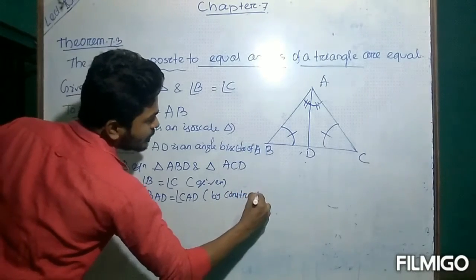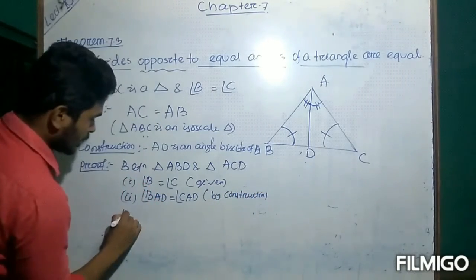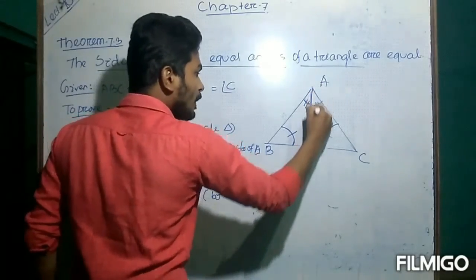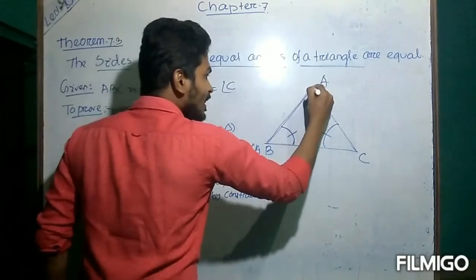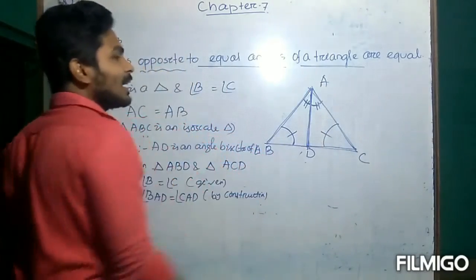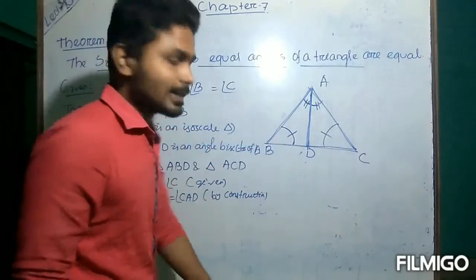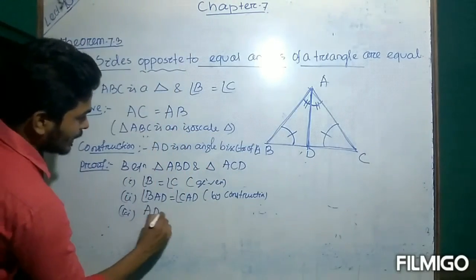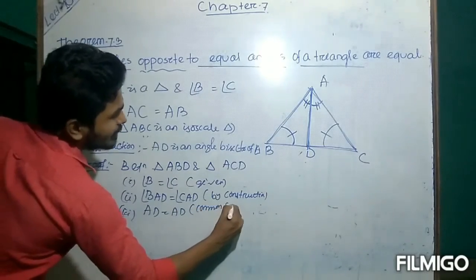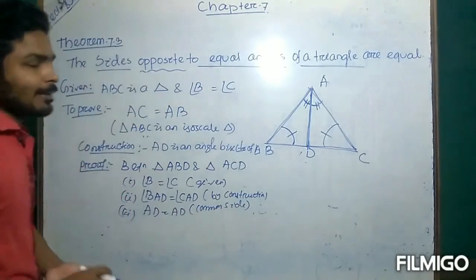By construction. Third point. Now AD is the common side to this triangle and it is also the common side to this triangle. So AD is common side to the triangle ABD and to the triangle ACD. So AD is equal to AD. Common side. These are the three conditions that we have found.